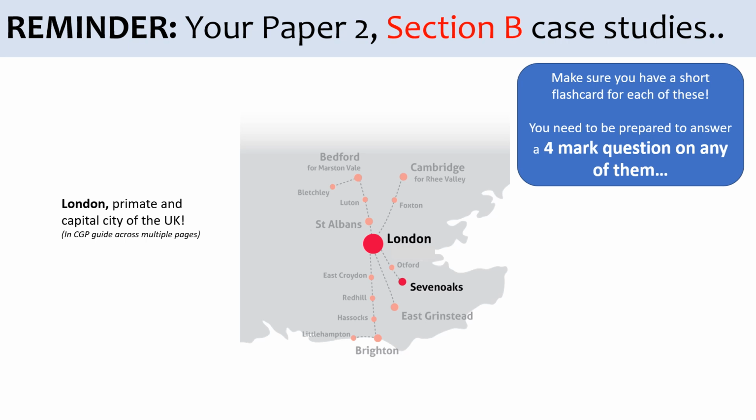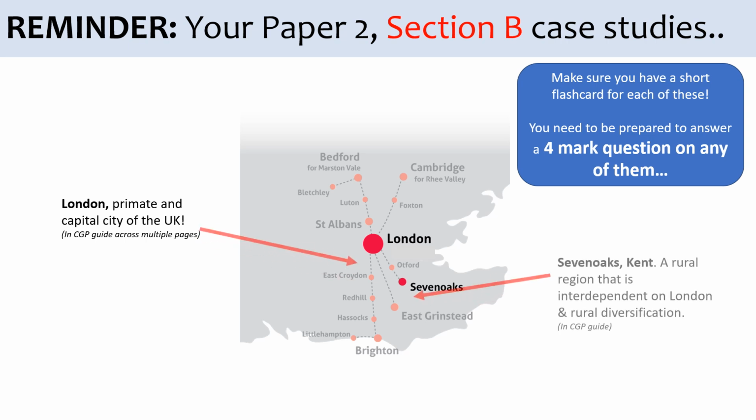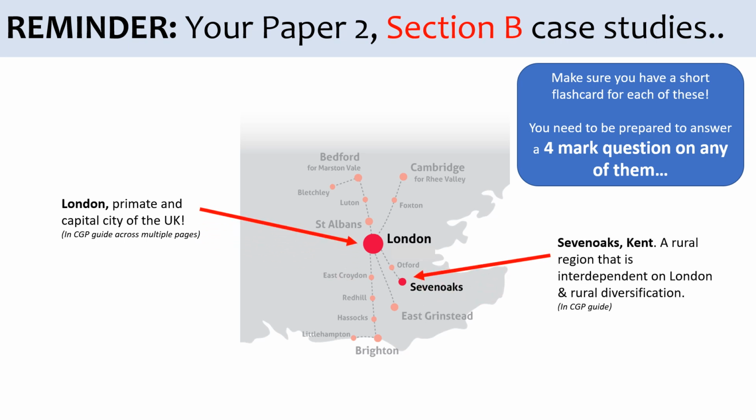Okay, so this is where I really would invest my time on my revision. As you can see here, we need to know a little bit more for section B, but there's only 2 potential places that could come up for section B. London as the primate city and capital city of the UK, which is written really well in the CGP guide, and also Sevenoaks in Kent, which is the rural region we learnt about.